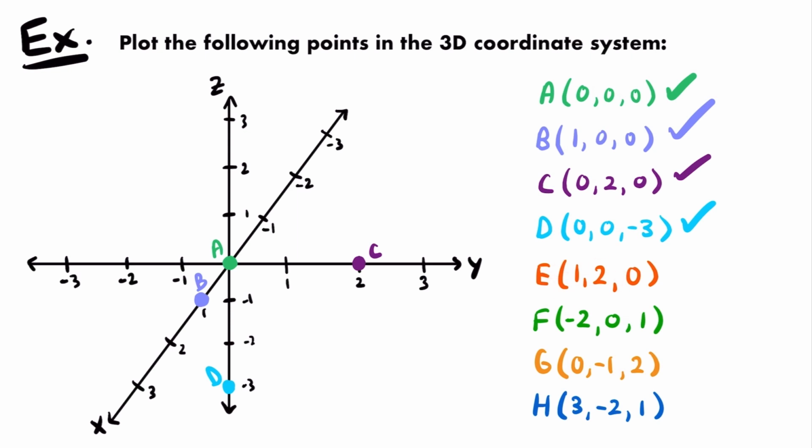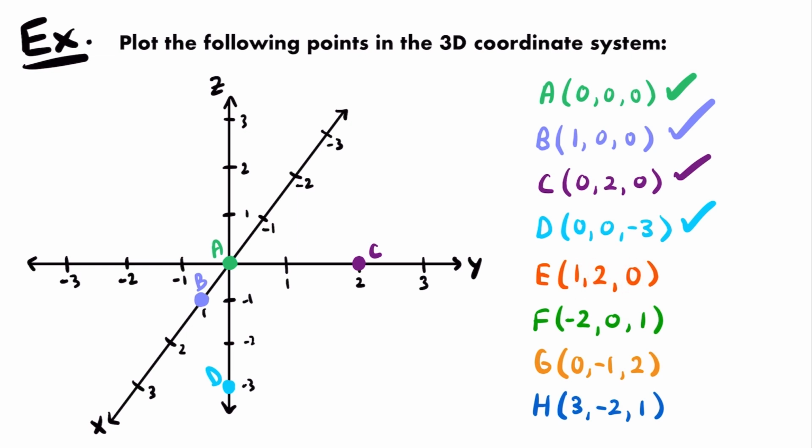Point E is at the coordinates 1, 2, 0. So we don't have a z-coordinate, which means we're only going to be in the xy plane. So let's work on plotting this. We're going to start at the origin. We're going to move 1 in the x direction and 2 in the y direction. So we'll move 1 and then 2 in the y direction. Now this is very similar to that first point that we plotted earlier, except now the z-coordinate is just 0.